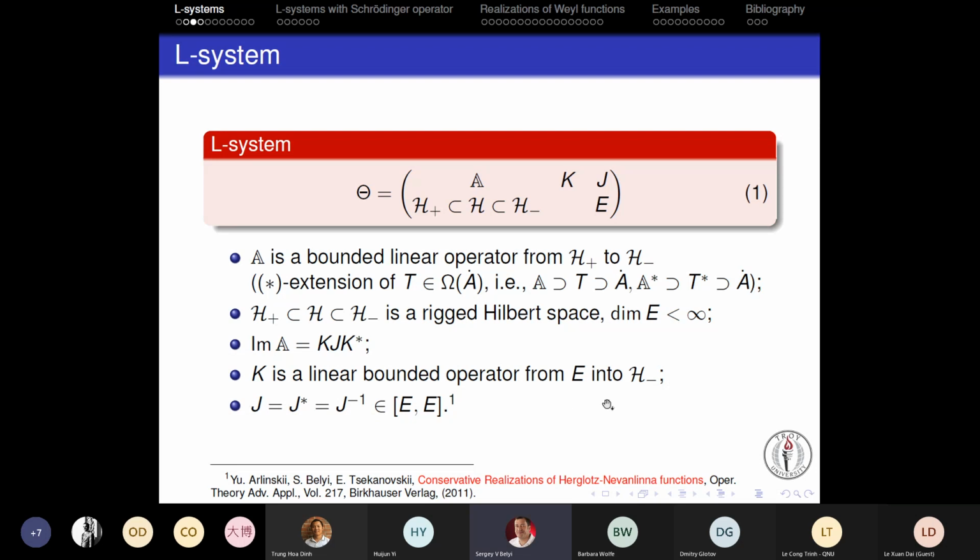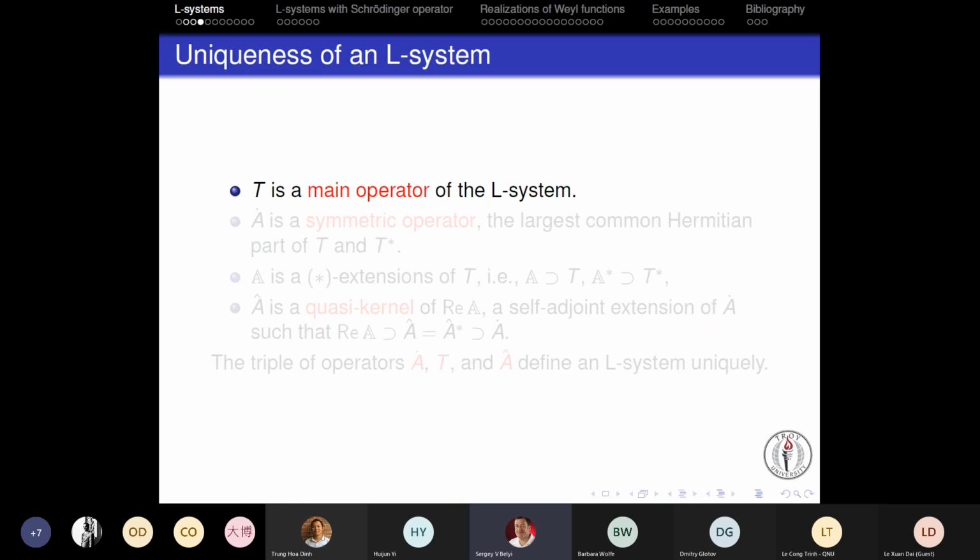The entire theory of L systems is given in our book, Conservative Realization of Herglotz-Nevanlinna Functions, published in 2011 by Springer, Birkhäuser.